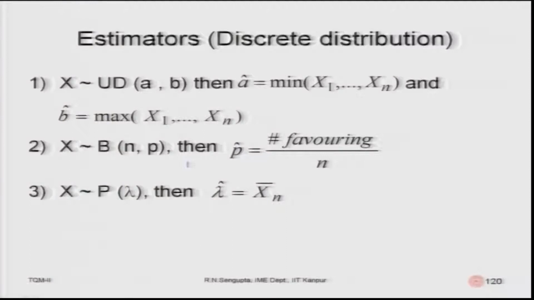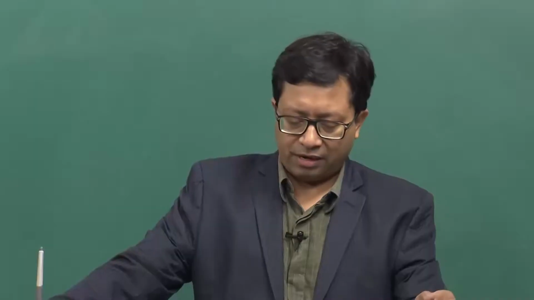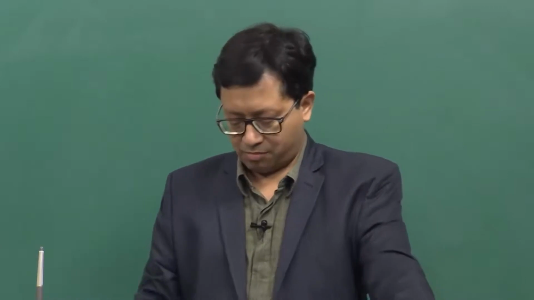Now, if x is binomial with parameters n and p, then p hat, the best estimate of p, is the number of favorable outcomes divided by n. If it is q, the best estimate is the number of unfavorable outcomes divided by n. And if it is the Poisson distribution with parameter lambda, then the best estimate, lambda hat, is again equal to the sample mean. So this we already have.